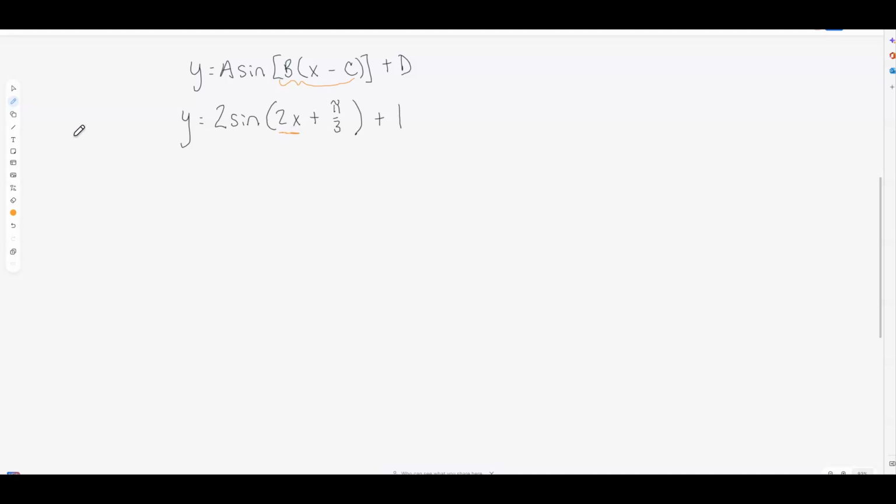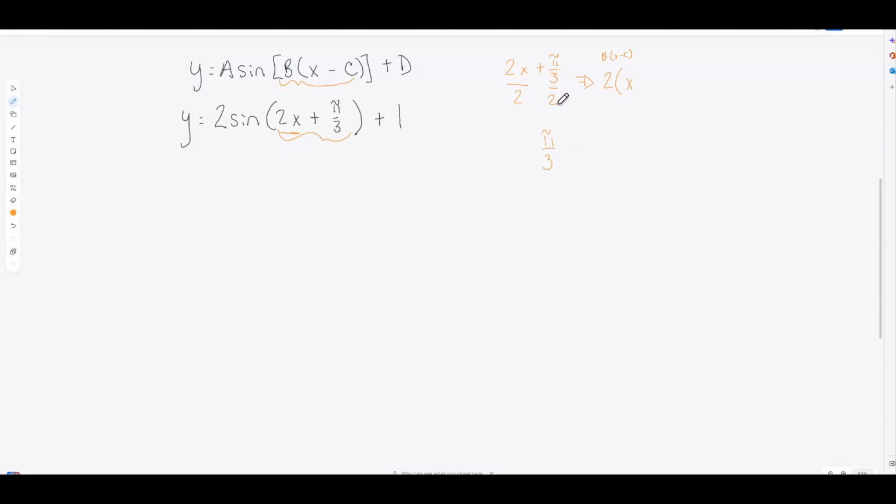So in order to do that, I'm going to go over here to the right. I'm going to take this whole term, this 2x plus pi over 3, and I'm going to divide 2 out of each term, okay? So 2x, and I'm going to rewrite this as b times x minus c. So it becomes 2 times x, right? 2x divided by x is x. And then pi over 3 divided by 2 is going to be pi over 6.